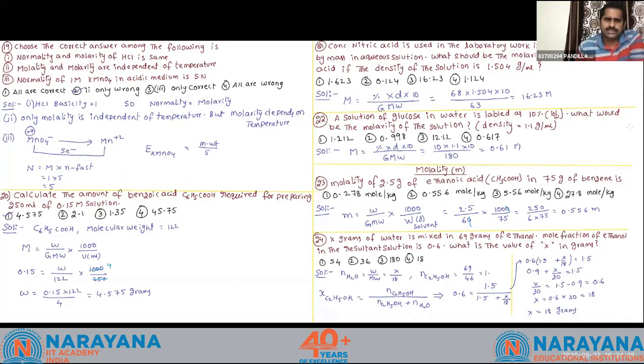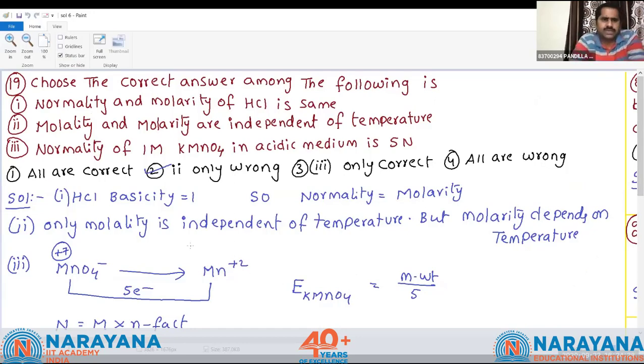The correct answer is asked. The first option is given as: normality and molarity of HCl are the same. Normality and molarity are the same, correct. How? Please see the solution. HCl has basicity 1, so normality and molarity are equal. So point 1 is correct.